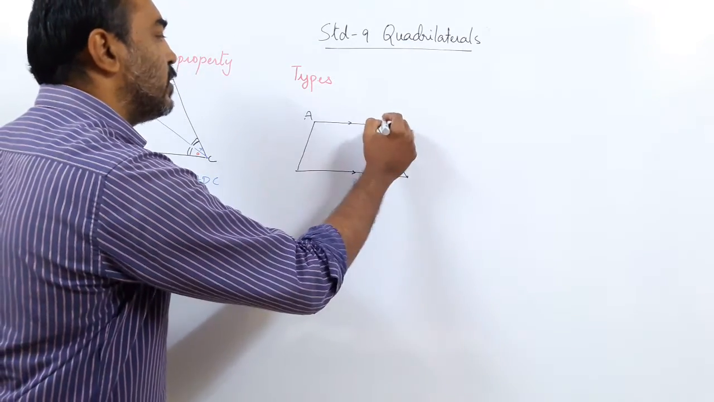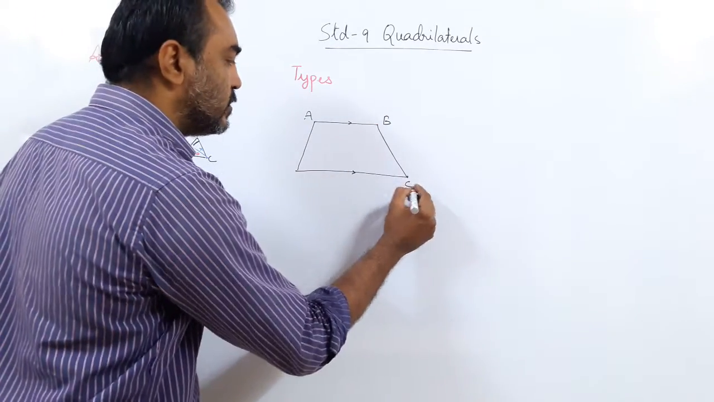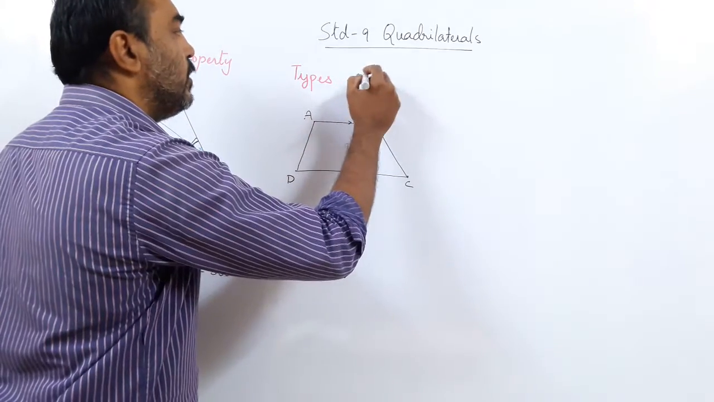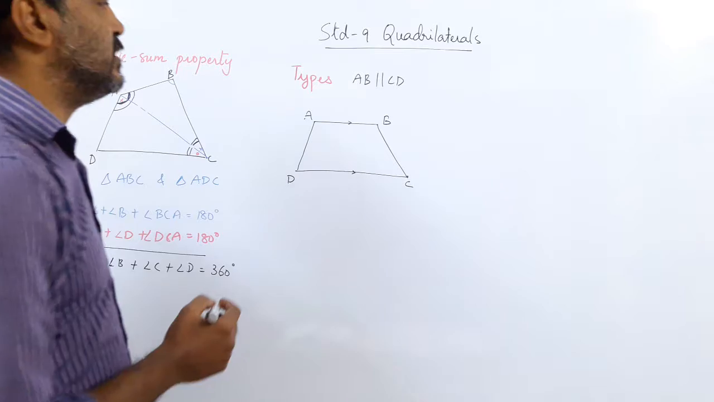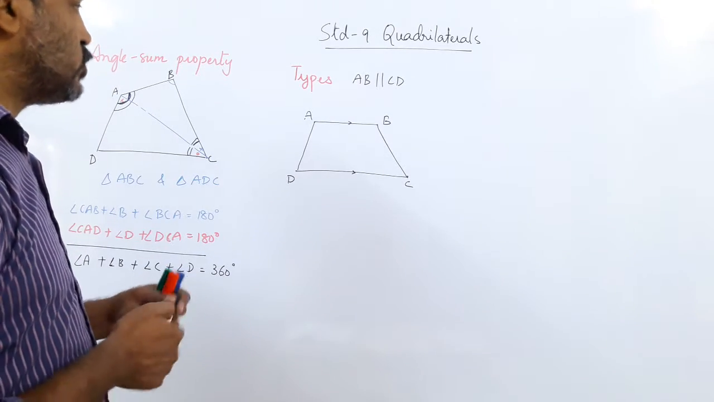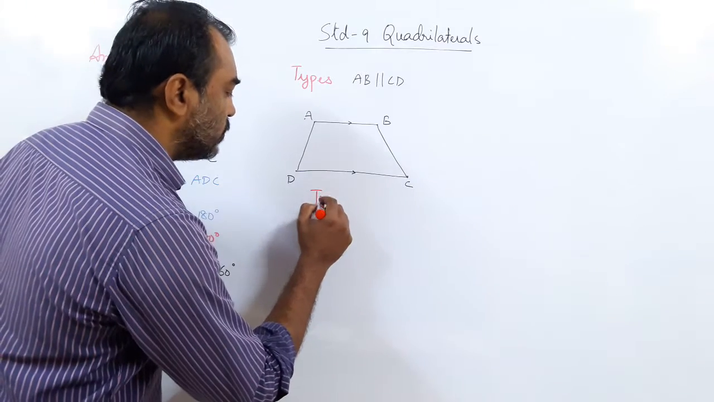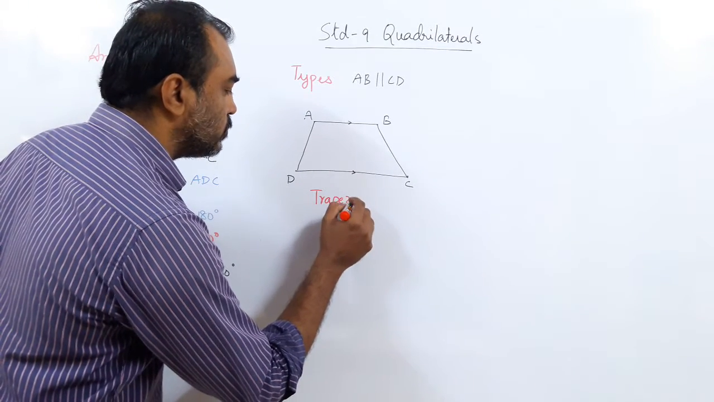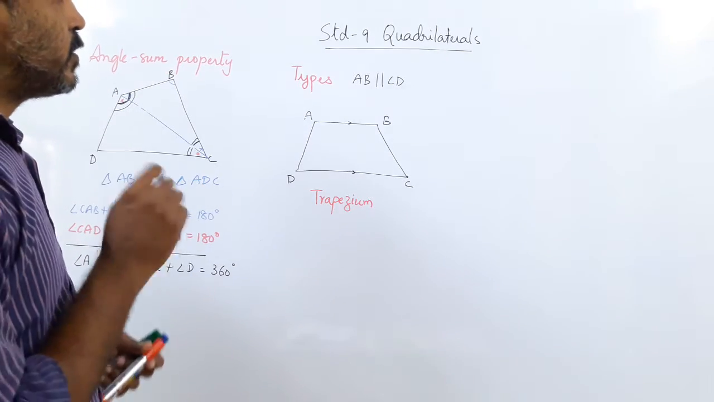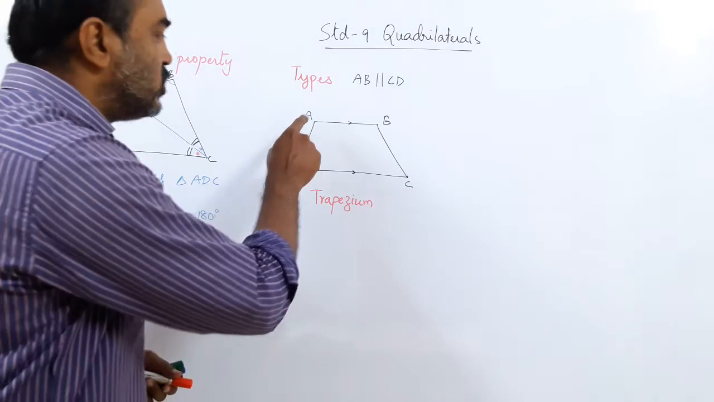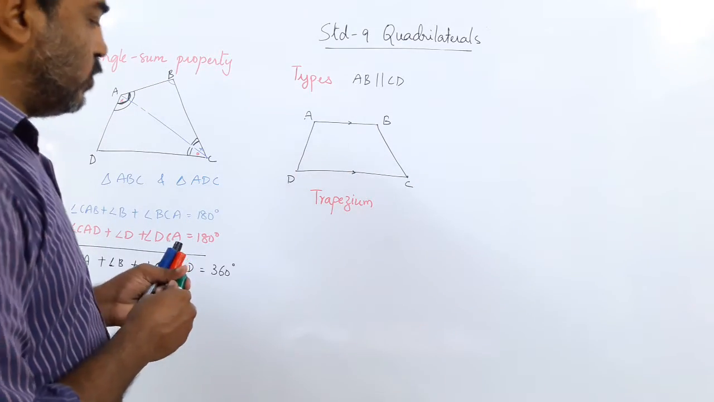So if I write this quadrilateral A, B, C, sorry, not C, D, I should go in the order. A, B, C, D, then AB is parallel to CD. So one pair of opposite sides is parallel, then this quadrilateral is called by a special name, a trapezium. So what is a trapezium? A trapezium is one in which one pair of opposite sides is parallel. So I can even have it like this.